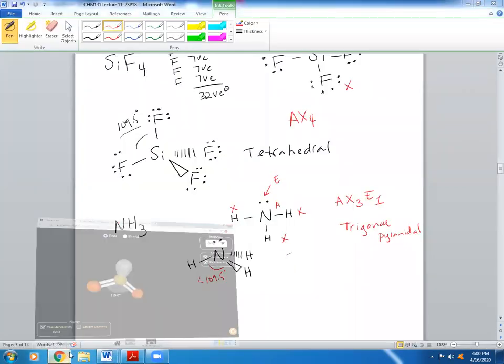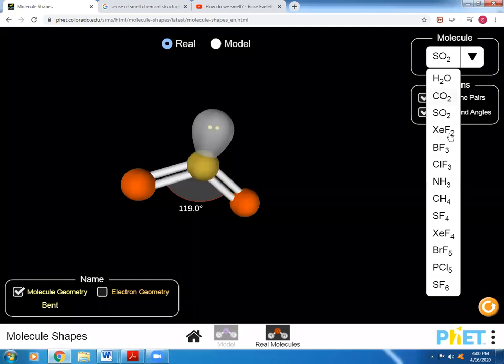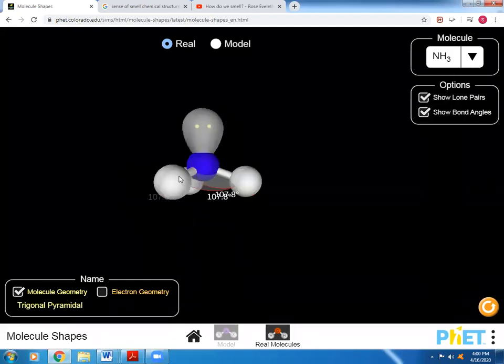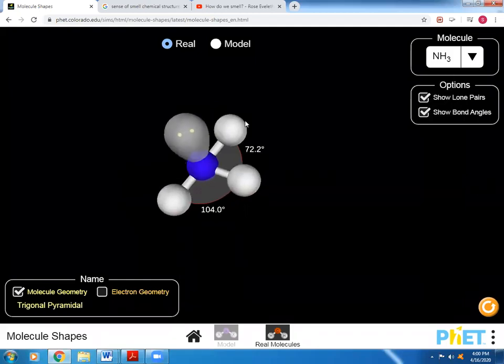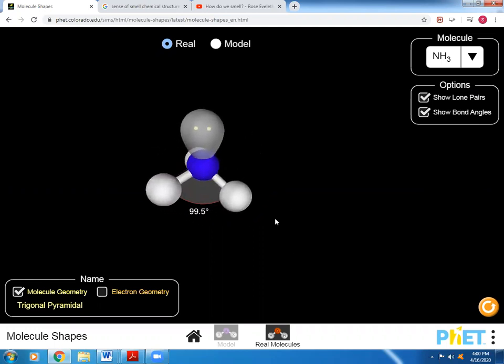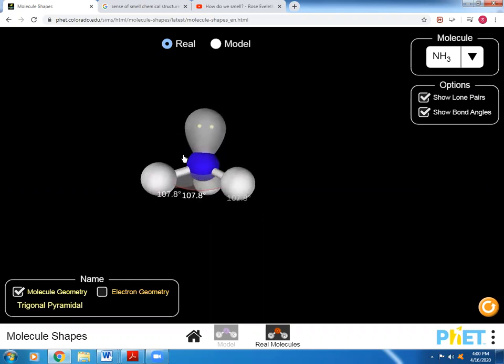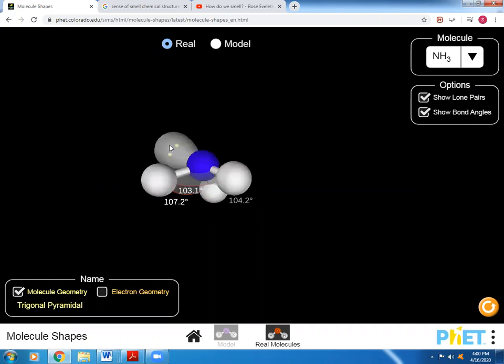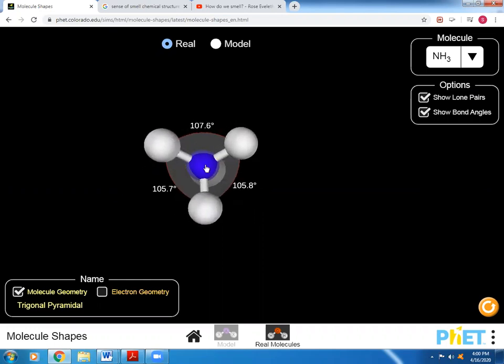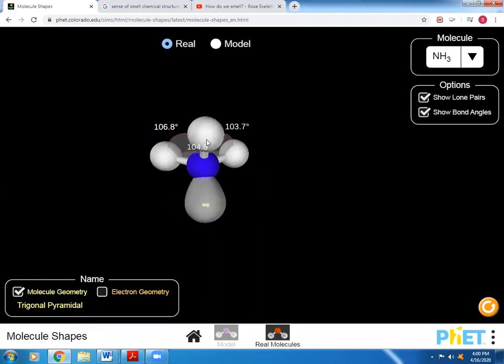Let me show you how it looks here. Here is NH3. As I told you, trigonal pyramidal. It looks like a pyramid. Right here, that's the lone pair. It's less than 109.5 because it's loosely held, so it's pushing down on the other angles. Here it is.